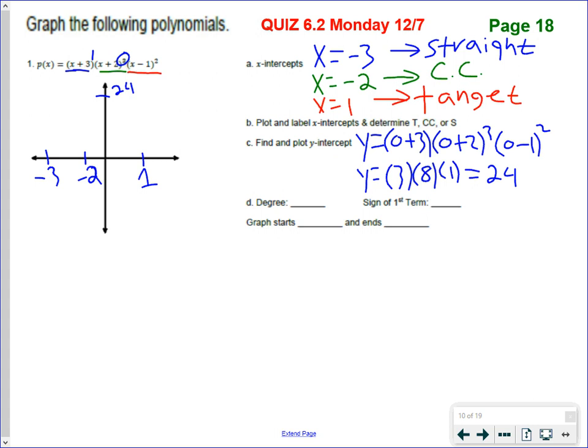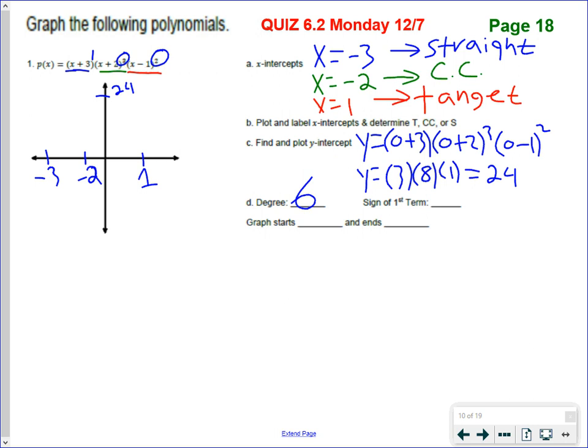And the exponent of the last factor, x minus 1, is raised to the second power. So we have a 2, a 3, and 1. 3 plus 2 plus 1 is 6. So the degree of the entire polynomial will be 6.